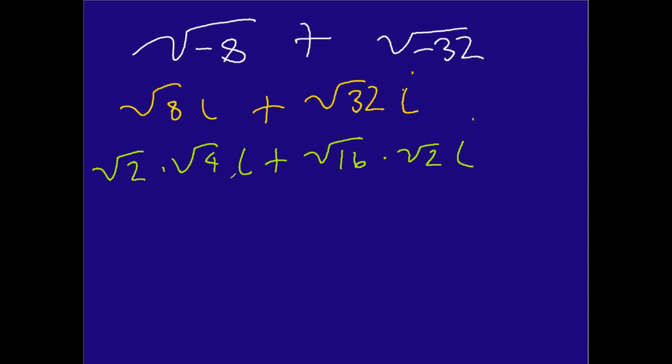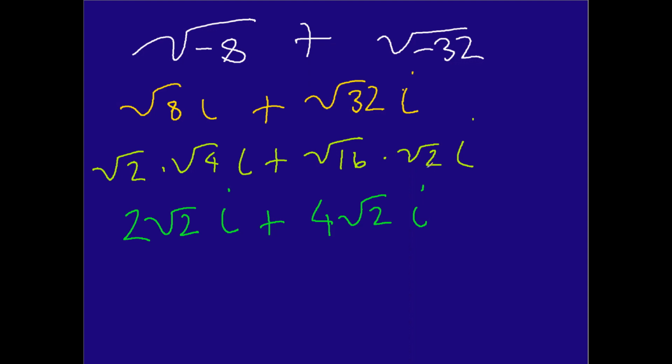We know that the square root of 4 will be 2, so I'm going to put the 2 on the outside. I still have my square root of 2, so I put that here, and then I have my imaginary unit right there. Then we're going to do plus the square root of 16, which is 4, and then we have the square root of 2, and then the imaginary unit right there.